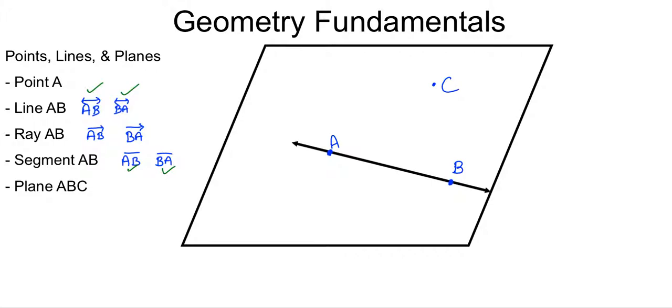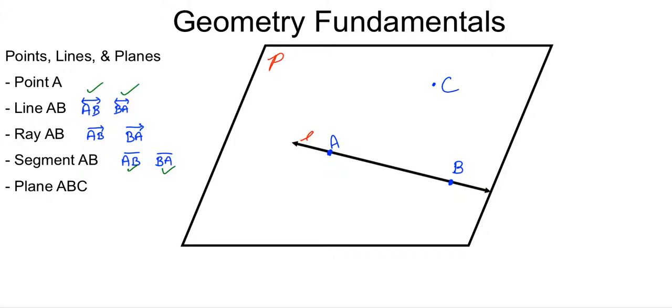Some books or some problems may name lines and name planes a little bit differently. Sometimes you'll see a line just with a cursive letter, so that could be line L, and a plane might be named with an uppercase cursive letter, so this could be plane P. Okay, so you can call it plane ABC or plane P. You can call this line AB or line L.